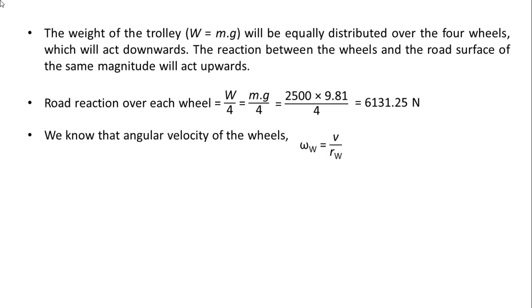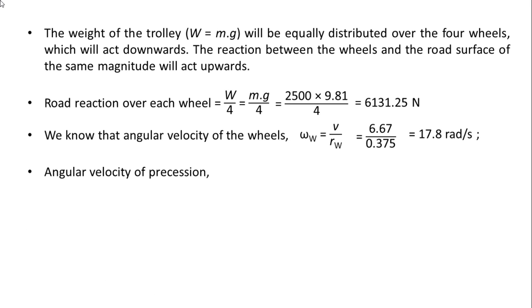Angular velocity of the wheel: path velocity divided by wheel radius, V by r. So that is giving 17.8 radians per second. The wheel rotation, angular velocity of the wheel. So my vehicle is going at a speed of 6.67 meter per second. Divide that by radius, you will get angular velocity. So angular velocity of precession, the same V by R. Here you have to put the path radius, 30 meter. So V by R, 6.67 by 30, you will get 0.22 radians per second.